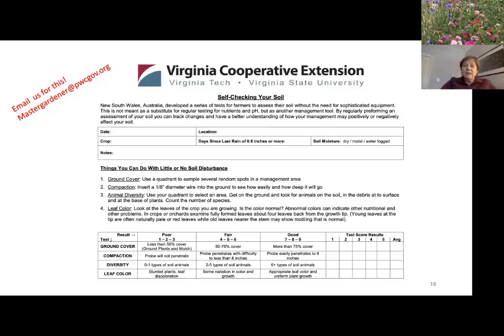And the final assessment in this part of the test is, what's the leaf color? Whatever you're growing, is it grass or a vegetable crop? Are the leaf colors normal? Any kind of abnormal color is going to indicate some kind of nutritional or other problem. You want to look for, are the leaves fully formed? Is there good growth at the tip of the plant? So these are the first things that you're going to evaluate.